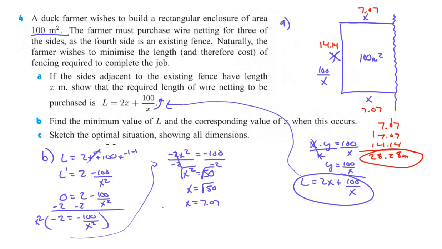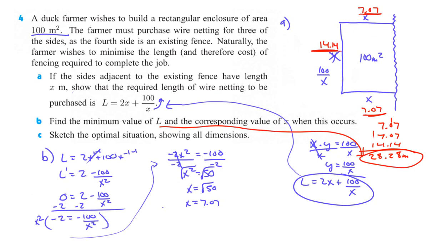All right. Sketch the optimal situation showing all dimensions. There's our sketch, that's all in red here. Find the minimum value of L. That is actually right here, this 28.28, and the corresponding values of x when this occurs. So that's what we did first. We figured out that x had to be 7.07, so then this side over here had to be 14.14, so forth and so on. Okay?